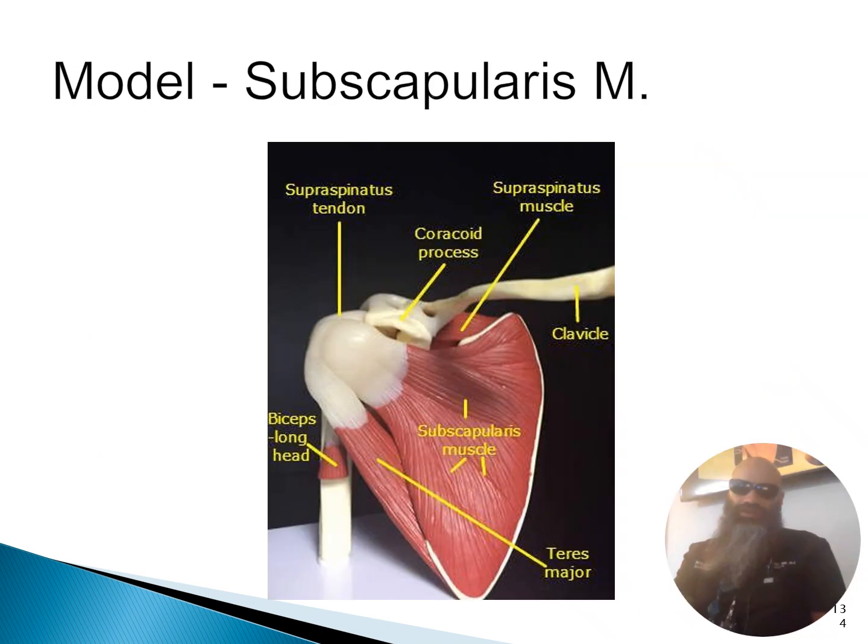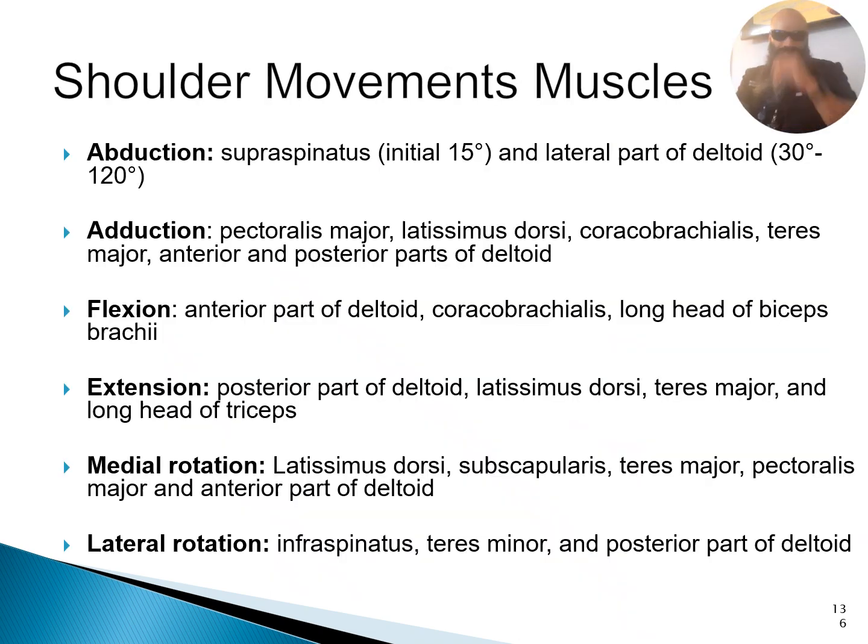Okay, so here's where it's located. I made this little slide for you guys to understand what's happening here: each major motion, abduction, adduction, flexion, extension, internal rotation, external rotation, which muscles are responsible for it. Don't worry about the initial 15. That's for orthopedics. We learn that. But for now, I just want you to be concerned with the main motion, okay?